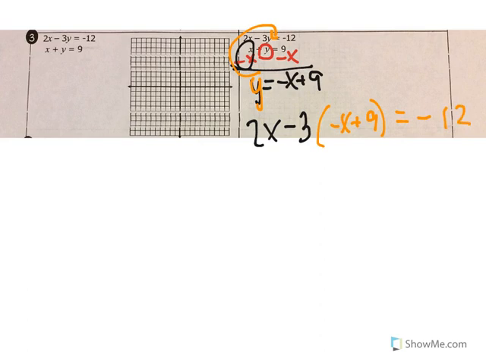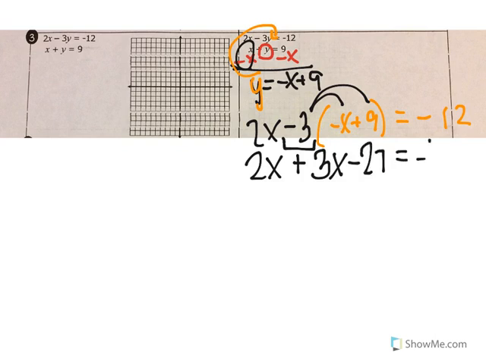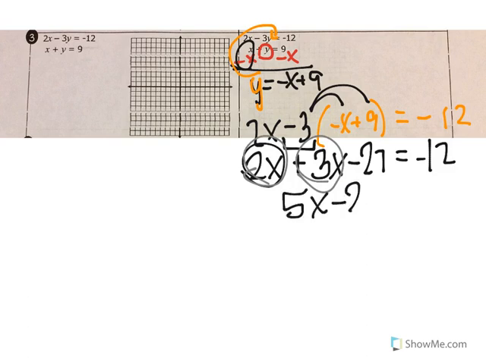Then from here I would just solve this equation normally. So I'm going to distribute this negative 3. Now remember that the negative sign sticks with the 3. So when I'm distributing, I distribute the negative 3 to the negative x, and that becomes positive 3x. Then the negative 3 to the 9, which is negative 27. And then I would need to combine like terms. 2x and 3x are alike, and so that becomes 5x minus 27 equals negative 12.